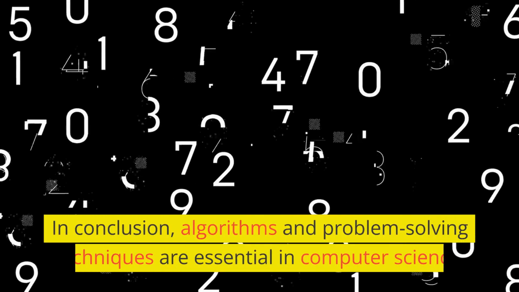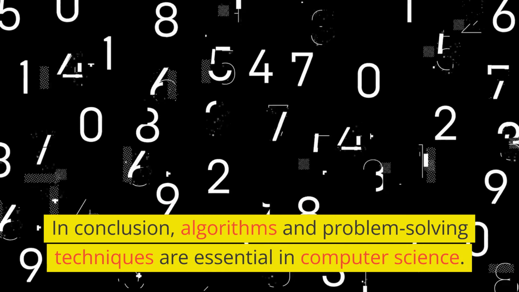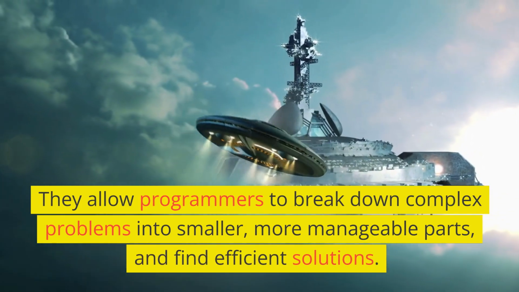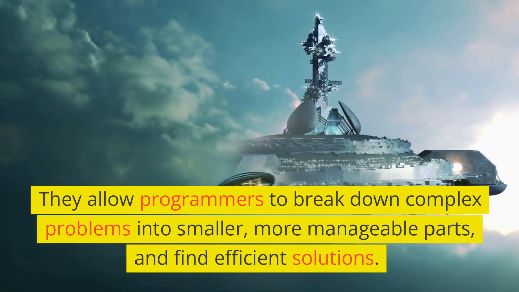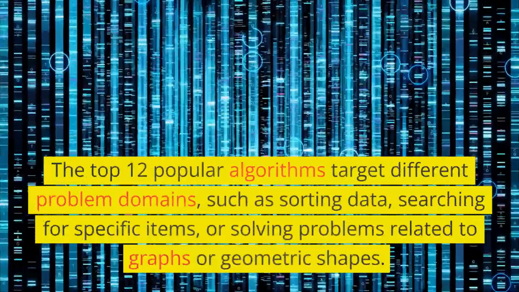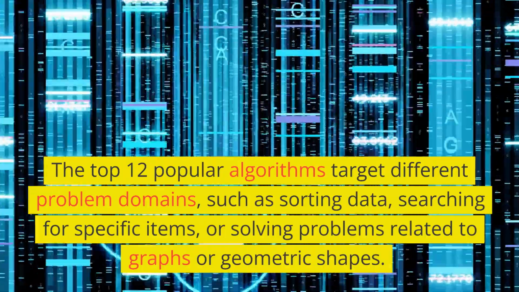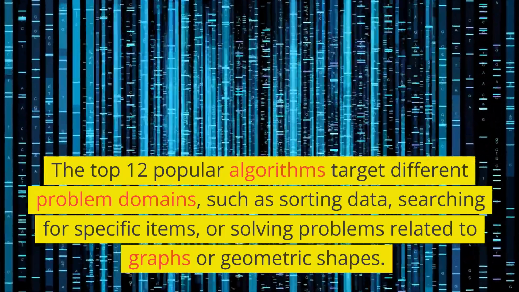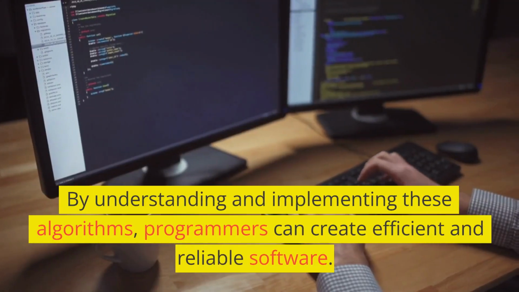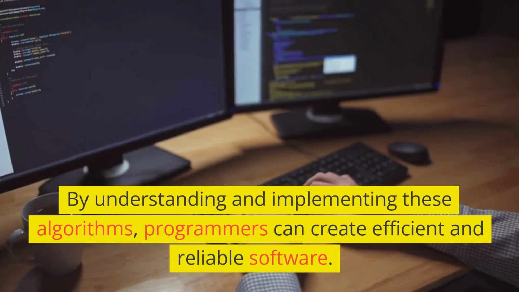In conclusion, algorithms and problem-solving techniques are essential in computer science. They allow programmers to break down complex problems into smaller, more manageable parts, and find efficient solutions. The top 12 popular algorithms target different problem domains, such as sorting data, searching for specific items, or solving problems related to graphs or geometric shapes. By understanding and implementing these algorithms, programmers can create efficient and reliable software.